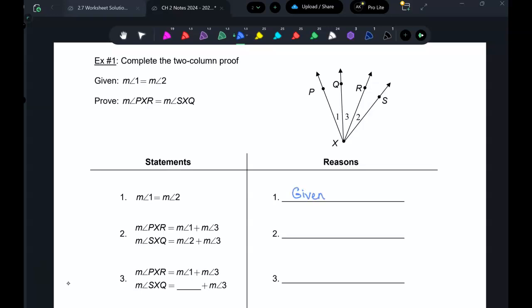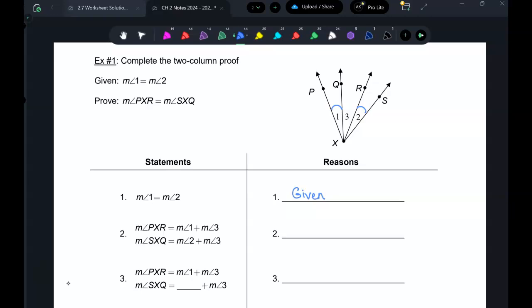Okay, so let's see what we are starting off with. So given, we know measure of angle 1 and measure of angle 2 are congruent to each other, or they're equal to each other, actually. I'm going to just mark this in my picture. Okay. What am I trying to prove? I want to try to prove PXR, this angle, that's kind of 1 and 3 combined. I want to show that that's equal to SXQ, which is 2 and 3 combined. Okay. So can you kind of visualize that?